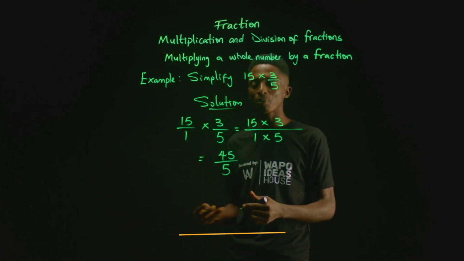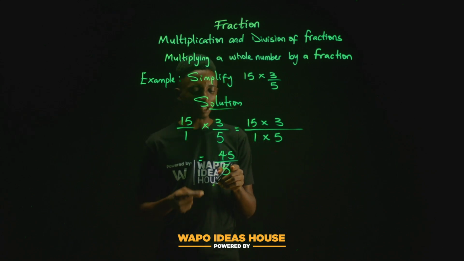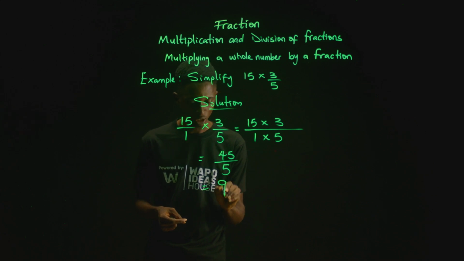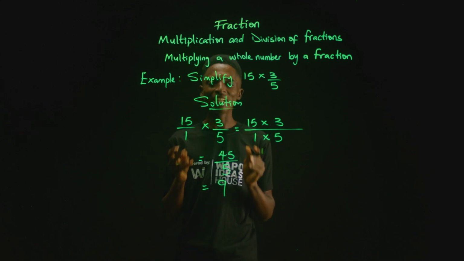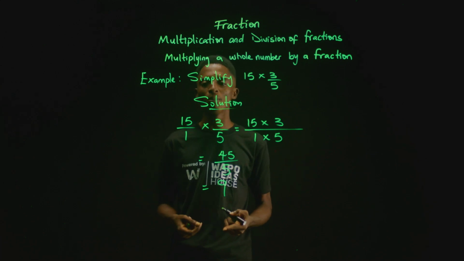Now remember to simplify your answer. Now in this case, you would find that 5 will go into 45 9 times. So we have 9 whole number. And in this case, there is no remainder. So our answer is a whole number, which is 9.